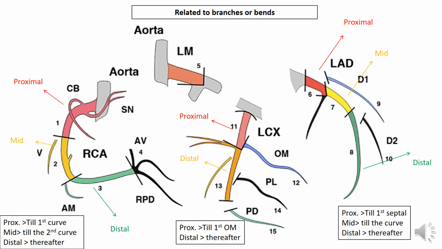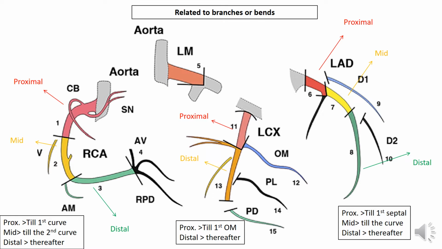The circumflex gives rise to obtuse marginal branches, and the RCA gives rise to the sinus node branch and conal branches that supply the base of the heart and the RVOT. So sometimes selective cannulation of the conal branch might cause ventricular arrhythmia.